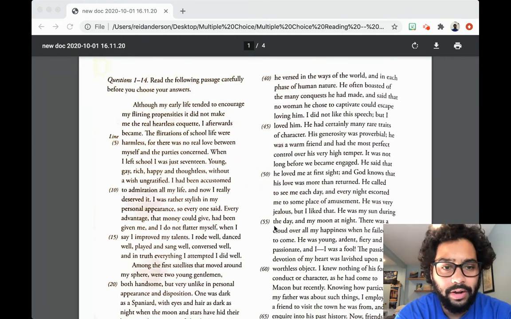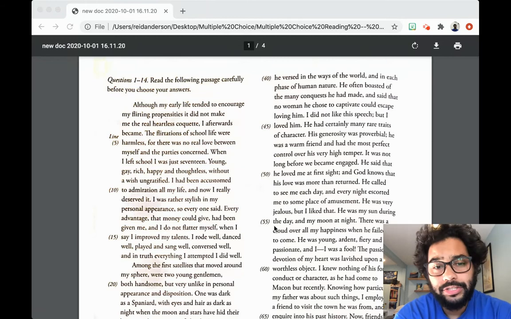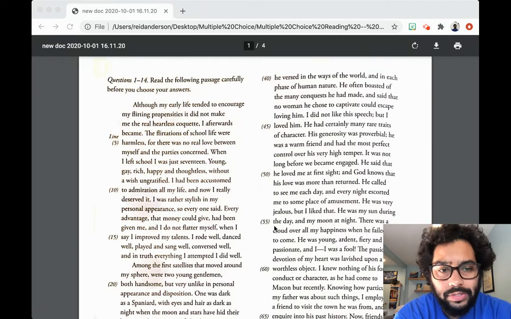And so don't get thrown off by words you don't know. The flirtations of school life were harmless, for there was no real love between myself and the parties concerned. When I left school, I was just 17, young, gay, rich, happy, thoughtless, without a wish ungratified. I had become accustomed to admiration all my life, and now I really deserved it. I was rather stylish in my personal appearance, so everyone said.